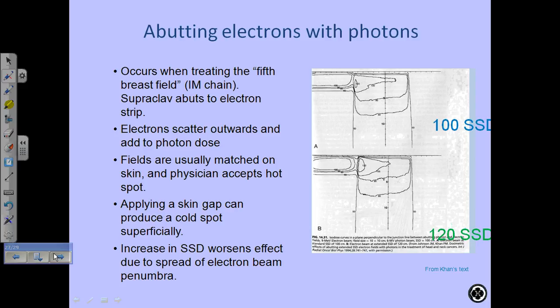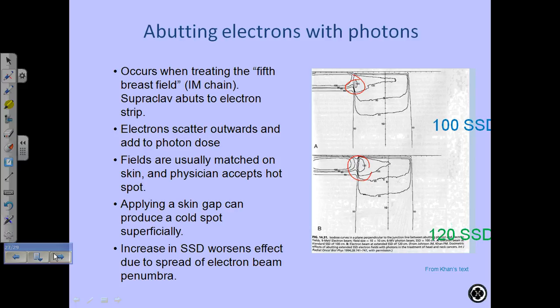So when we abut, it occurs when treating the IM chain. So the internal mammary chain, that's when you have photons coming in this way, but you put an electron strip here to treat some nodes that are way over this side here. So now you're abutting electrons and photons when you do that. And electrons scatter outwards and add to the photon dose, which explains this hot spot. The fields are usually matched to the skin. The physician accepts the hot spot.